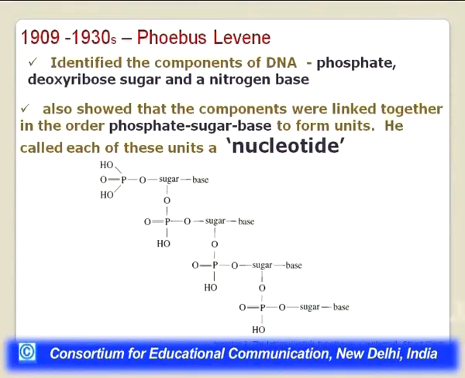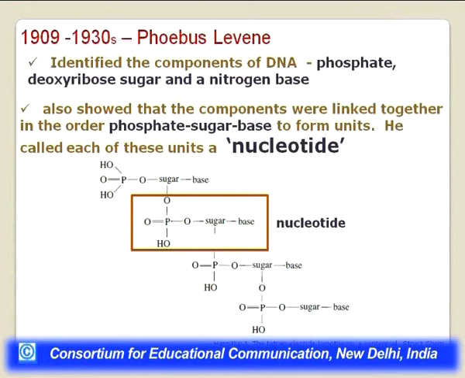So Friedrich Miescher was the first person to identify the nuclein, or the DNA. It was followed in 1909 by Phoebus Levene, who worked for three decades on finding out the chemical composition of this nuclein material. He identified the components of DNA, which were phosphate, deoxyribose sugar and a nitrogenous base. He also showed that the components were linked together in the order phosphate, sugar, base to form units. He called each of these units a nucleotide.